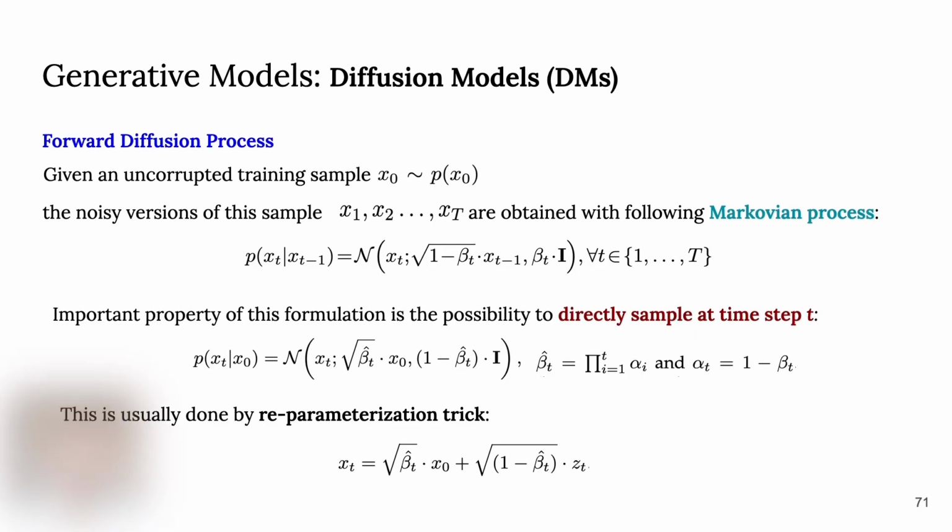The important property of this formulation is the possibility to directly sample noise at each diffusion step t. So the distribution of xt given x0, which is the input training sample, can be formulated as you can see. And they usually use a reparameterization trick for this sampling. So xt can be written as a function of x0 and the noise itself at time step t.